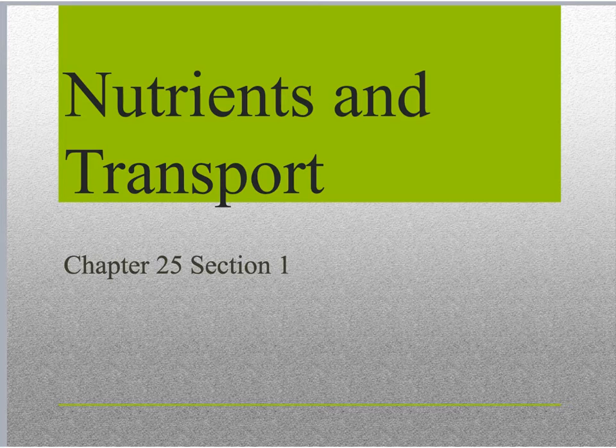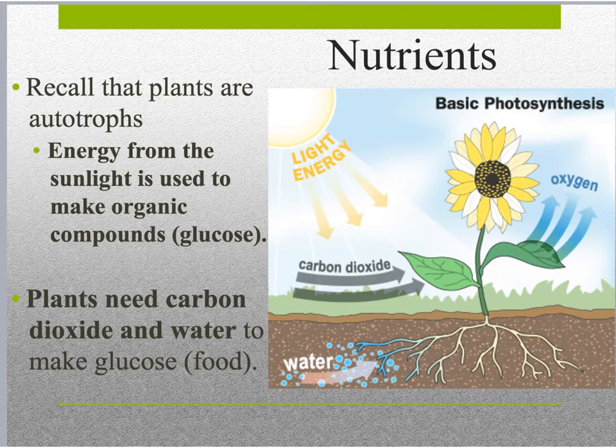Today's notes will be about nutrients and transport in plants. You should be on the very back page of your plant booklet. In our third unit this year, we learned that plants take in carbon dioxide and water to produce oxygen and glucose with the use of light energy.